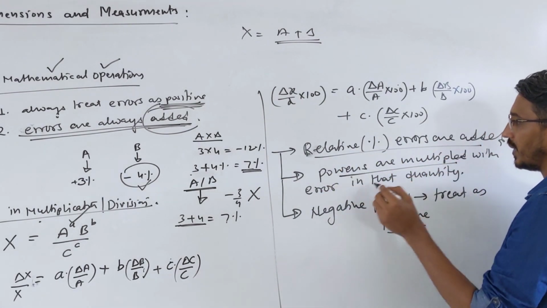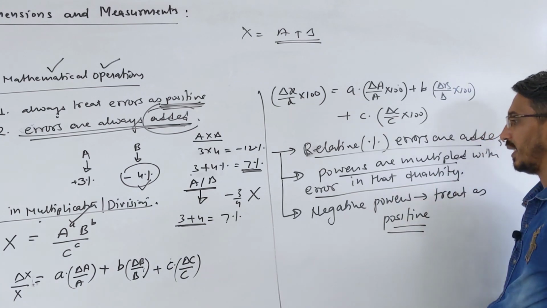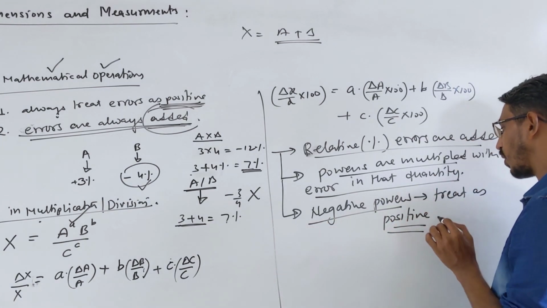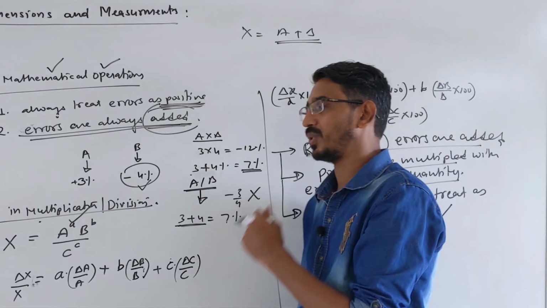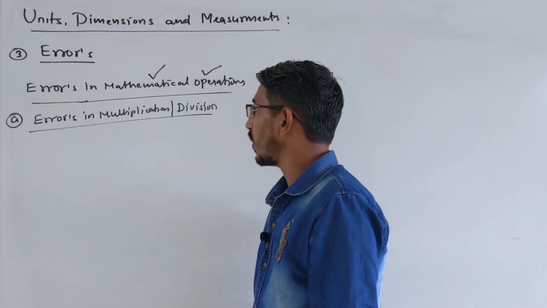If powers are given in some quantity, then the power is multiplied with the error in that quantity. Even if negative power is given, you have to call it positive power only. These are some simple rules, okay? Now let's do practice on this, okay? Okay, so we are talking about the errors.